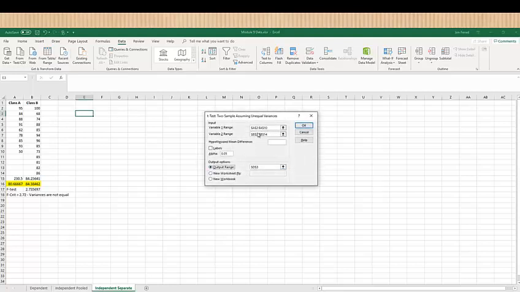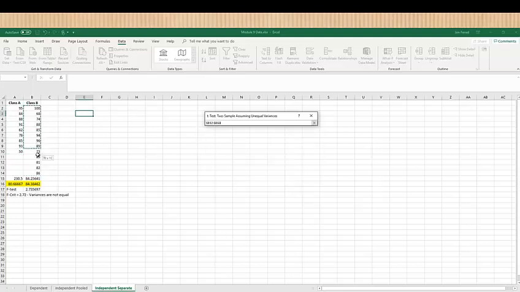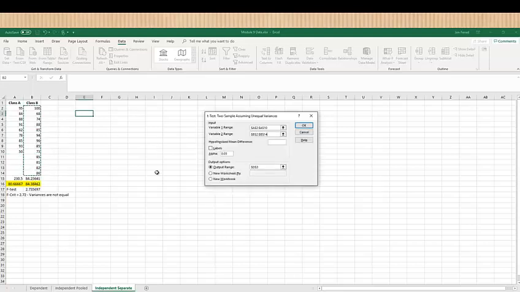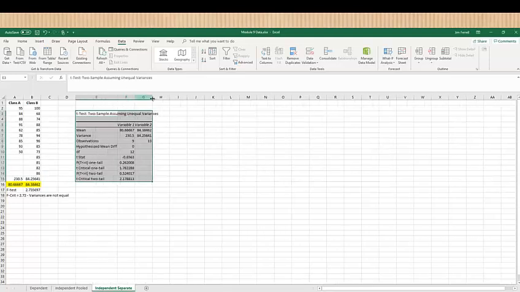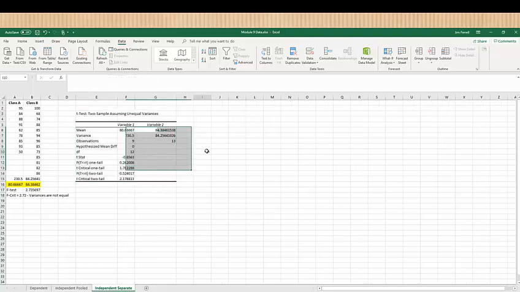And again, we simply input our data. Notice we're just highlighting the scores. It will figure out that they're different. Our hypothesized mean difference is 0. We're not including labels, alpha at 0.05, and we want to put our table right there. So let's hit OK. Let's spread this out and see what we get.